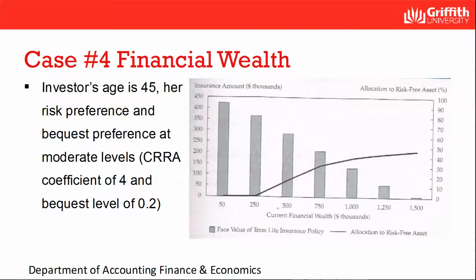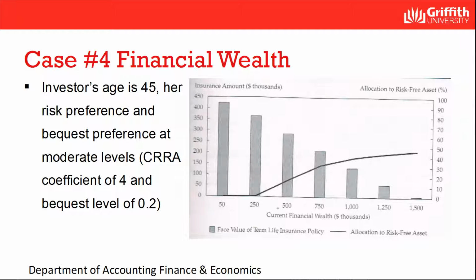Case 4 is financial wealth. So this investor's age is 45, her risk preference and bequest preference are at moderate levels, with a CRRA coefficient of 4 and a bequest level of 0.2. So the optimal allocation to the risk-free asset increases with initial wealth. Optimal insurance demand decreases with financial wealth.